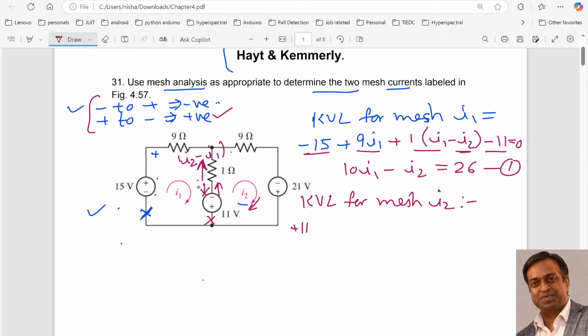And the polarity will be plus at the tail, minus at the arrowhead. So the sign change is from plus to minus, same convention. So I will write plus, 1 is the resistance, and I2 minus I1. Now after this, coming to this 9 ohm, over here only the I2 current is flowing, plus over here, minus over here, so it will be plus 9 I2.